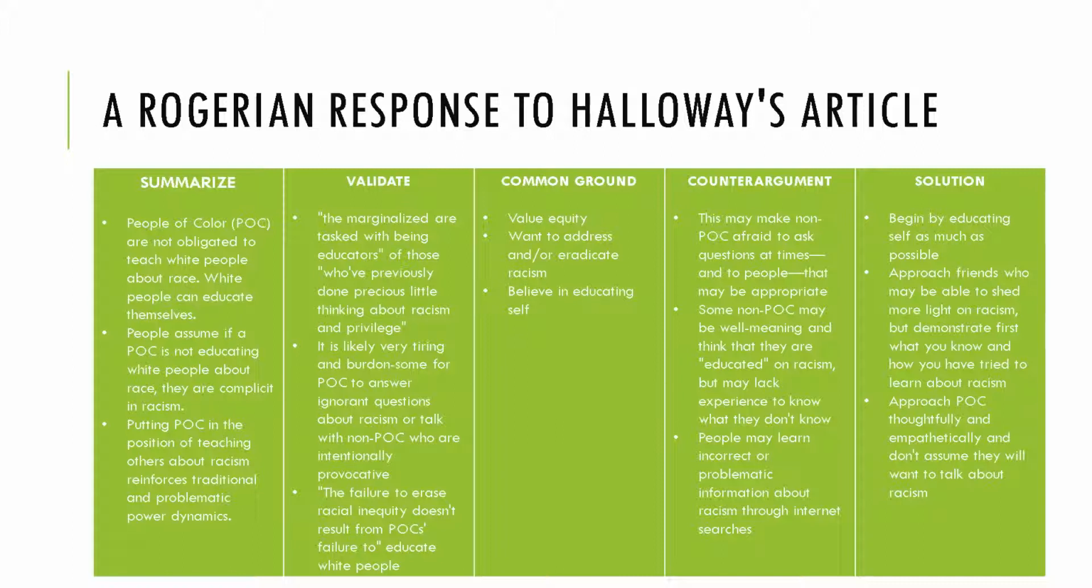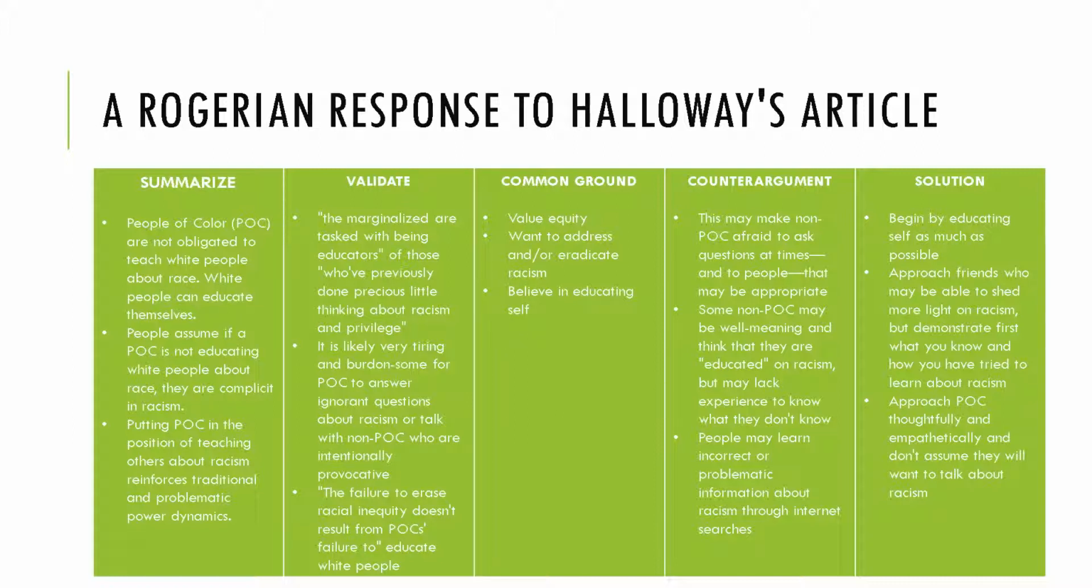So first you have to summarize empathetically and non-judgmentally the author's points. You might have different points under each of these. If you were writing a paper responding to this, that's totally fine. So I just pulled some things out. How I would summarize it is I would say that the author's arguing people of color are not obligated to teach white people about race. White people can educate themselves. People assume if a person of color is not educating white people about race, they're actually complicit in racism or furthering racism. Again, this is what the author is saying. I'm summarizing the author's points. And putting people of color in the position of teaching others about racism actually reinforces traditional and problematic power dynamics. So that's how I would summarize the article.